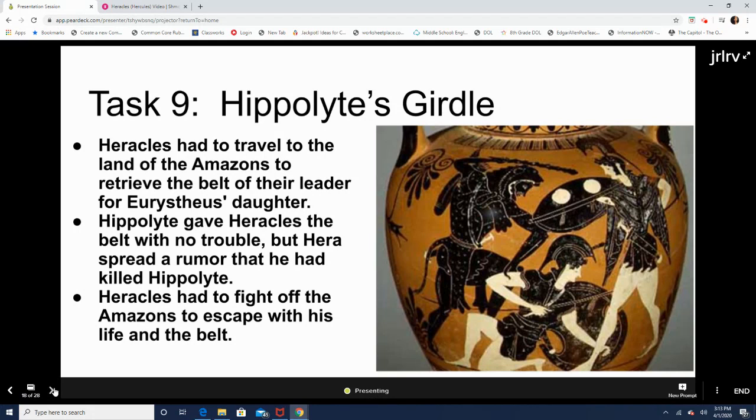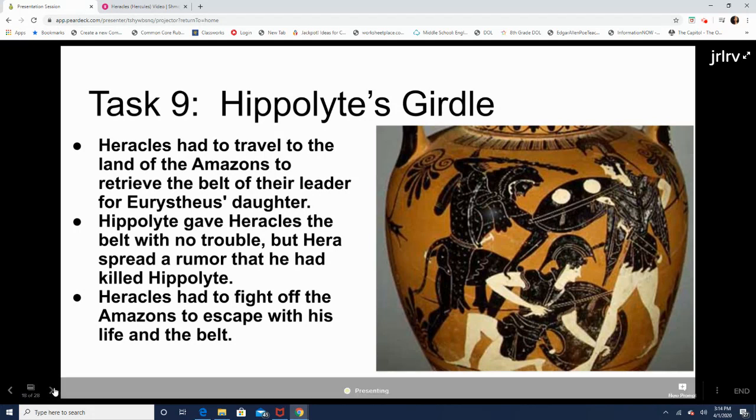Task 9, Hippolyte's girdle. Heracles had to travel to the land of the Amazons to retrieve the belt of their leader for Eurystheus' daughter. Hippolyte gave Heracles the belt with no trouble, but Hera spread a rumor that he had killed Hippolyte. Heracles had to fight off the Amazons to escape with his life and the belt.